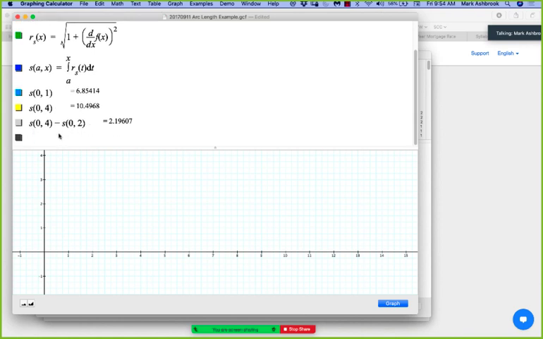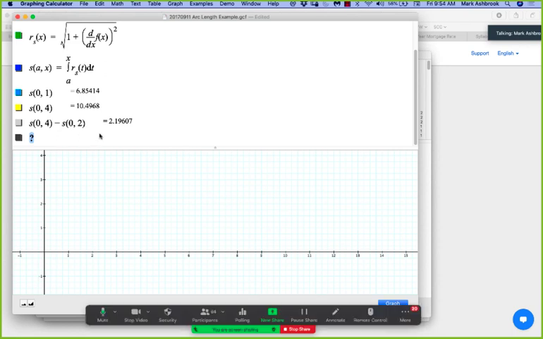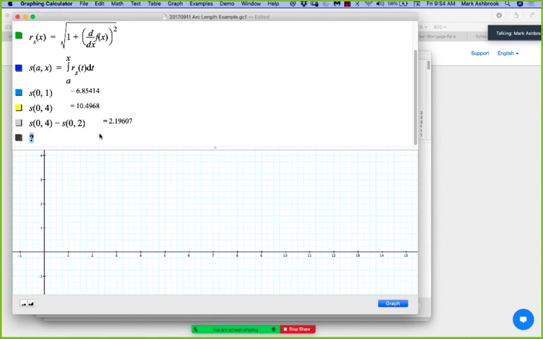Now how can I compute the arc length from 2 to 4? Much easier. S of 2, 4. So now with this new notation, with the starting value, I can just change the starting value to 2, do 4, and lo and behold, I get the same value.